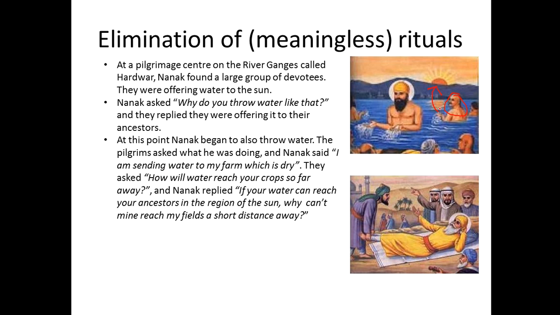And so Nanak also gets in the water at this point, and they ask him what he was doing, because obviously, as you can see here in this picture, he's not offering it to the sun, he's offering it in the completely opposite direction. And so they say to him, "What are you doing?" And Nanak says, "I'm sending water to my farm, which is dry." And they say, "How will your water reach your crops so far away?" And then Nanak simply responded with, "If your water can reach your ancestors in the region of the sun, why can't mine reach my fields a short distance away?"